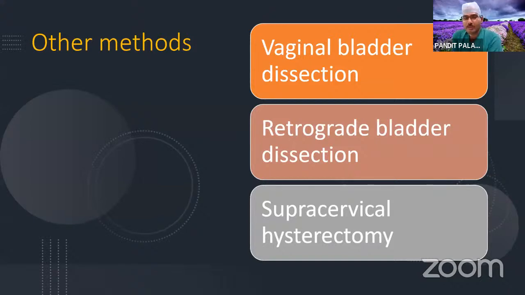Another method is retrograde bladder dissection. In this method, you do the posterior colpotomy, take the uterine arteries, and do the posterior colpotomy with one instrument.